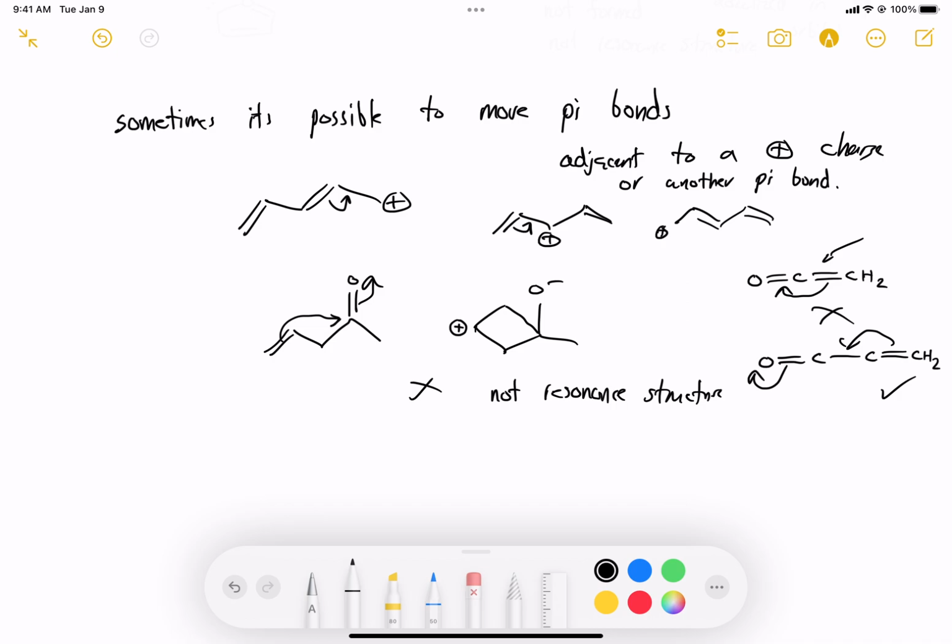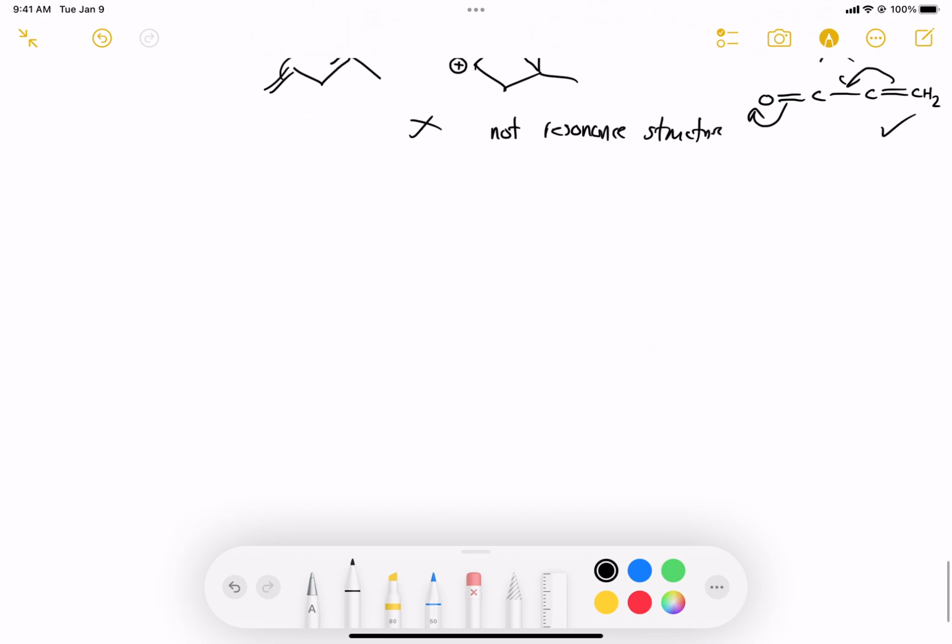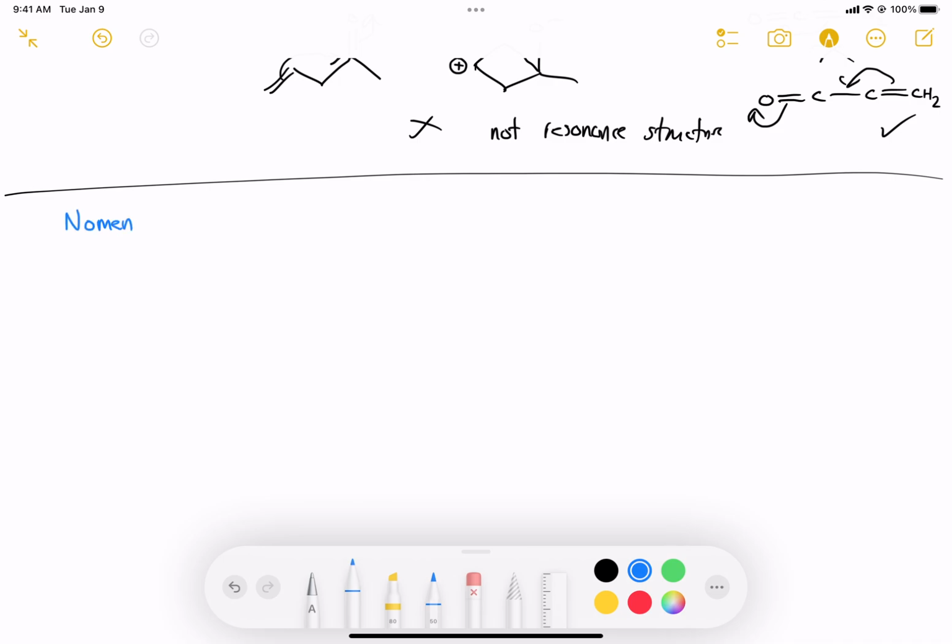Okay, now let's go over some more in-depth examples. Okay, nomenclature. So let's do a few nomenclature problems. All right, so let's name this compound.